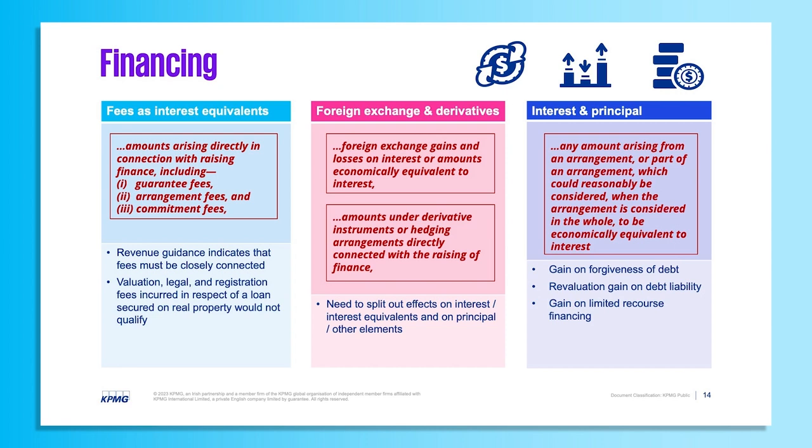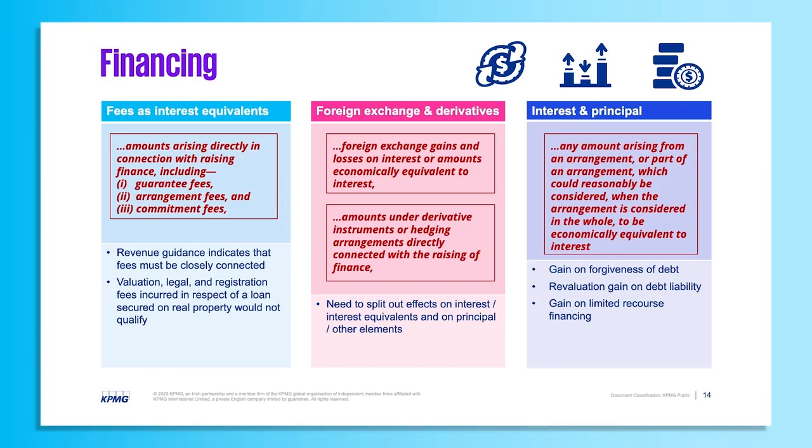The definition of interest equivalent for ILR purposes includes amounts arising directly in connection with raising finance, including guarantee fees, arrangement fees, and commitment fees. Revenue guidance specifically includes examples in relation to arrangement fees and guarantee fees. It also provides that in determining whether fees will be considered interest, fees that are directly connected with raising finance will be considered interest equivalent, for example, a fee paid in exchange for a bank guarantee.